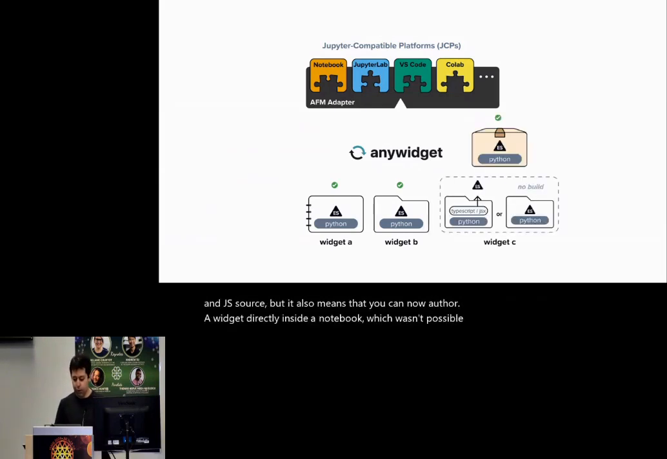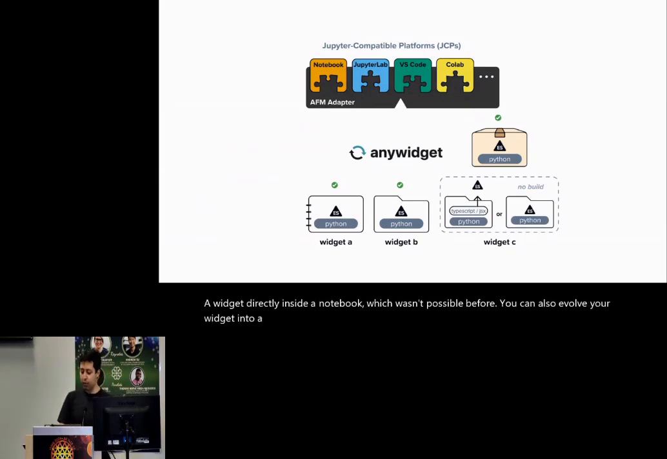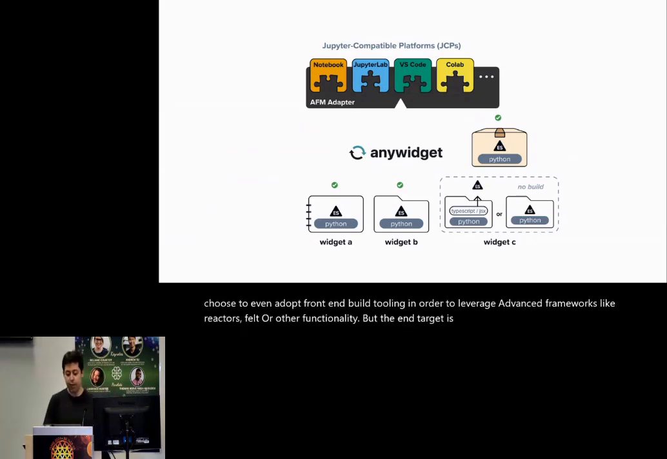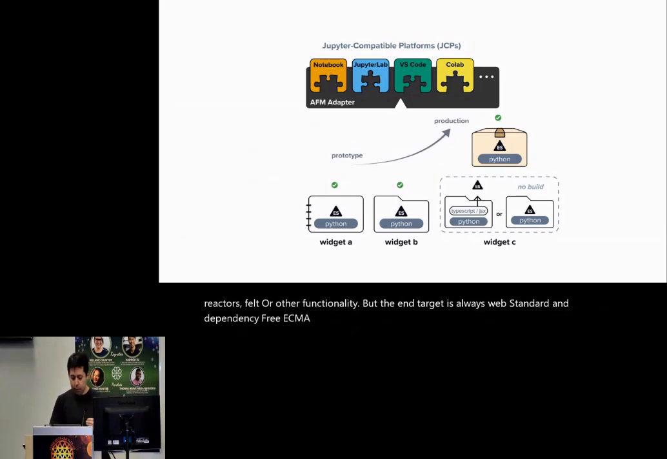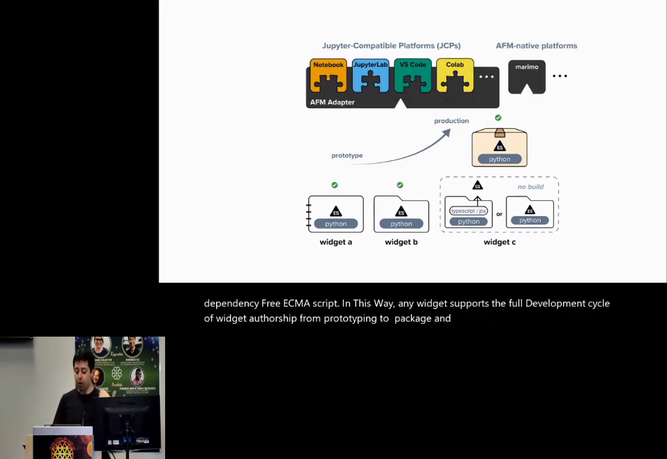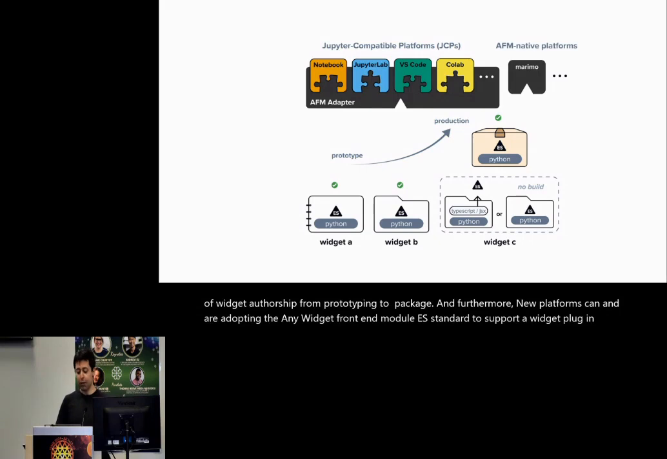You can also evolve your widget into a mature package and distribute it as a single unified Python package. And you can choose to even adopt front-end build tooling in order to leverage advanced frameworks like React or Svelte or other functionality. But the end target is always web standard and dependency-free ECMAScript. In this way, AnyWidget supports the full development cycle of widget authorship from prototyping to mature package. And furthermore, new platforms can and are adopting the AnyWidget front-end module ES standard to support a widget plugin system, which is allowing AnyWidgets to work in places where even classic Jupyter widgets did not.